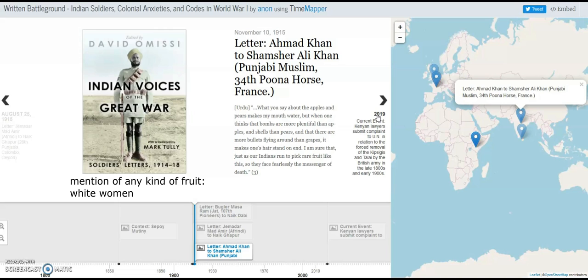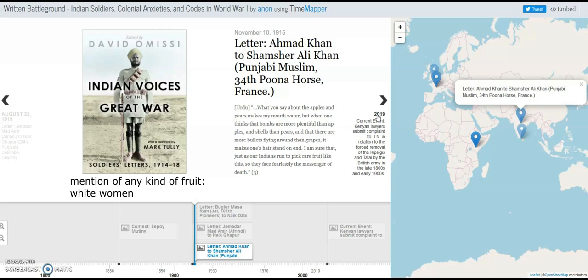learn a great deal about gender expectations in war. To start, any mention of fruit in this letter is actually a coded reference to white women, and so we can make an educated guess that Shamsher Ali Khan was talking about his or another man's relations with a white woman through the use of fruit as code in his original correspondence.